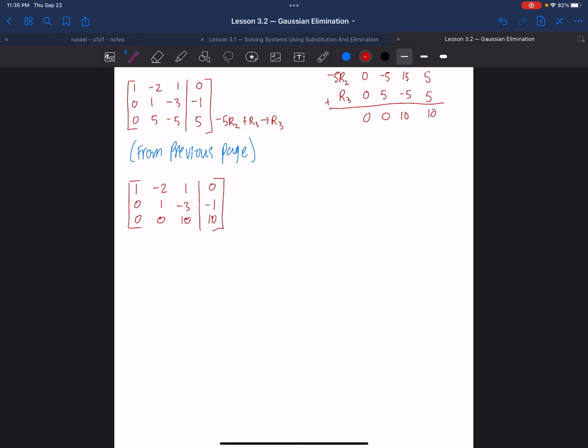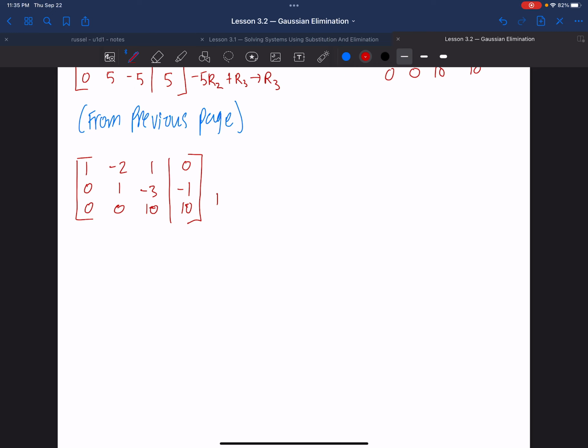We are almost there. I've got my 1 here, my 0, my 0, my 1, my 1. The last thing is to make this 10 a 1. And if I divide by 10, or really if I multiply by 1/10, that will accomplish that. So take 1/10 times row 3 and replace row 3 with that.